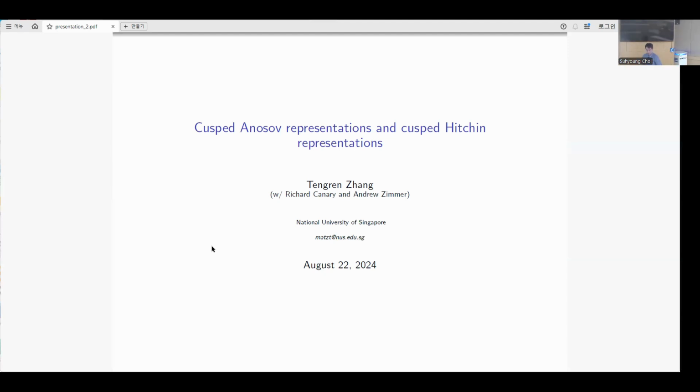So we're going to start with Tengren Zhang from the National University of Singapore, who's going to do his first talk, which is on cusped anisotropy representations and cusped Hitchin representations.